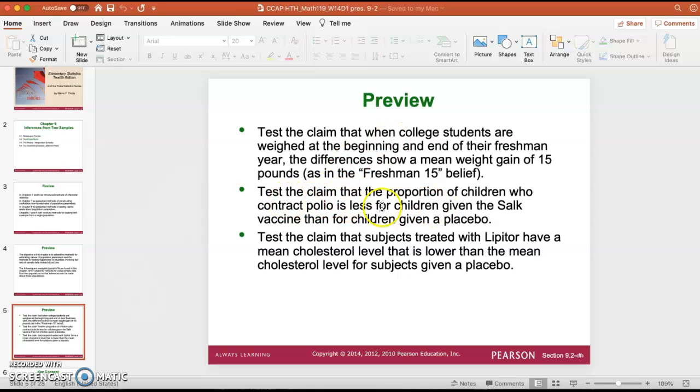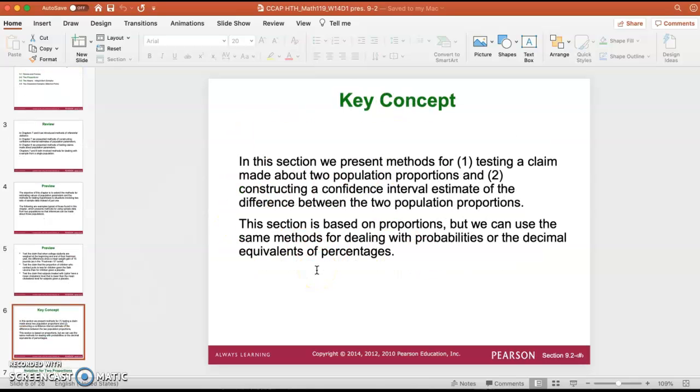We could be testing the claim that the proportion of children who contract polio is less than for children given a vaccine. So you're just testing two different populations. We could test the claim that subjects treated with Lipitor have a mean cholesterol level that's lower than the mean cholesterol level for people given a placebo. So ultimately, we're just testing two populations at a time.